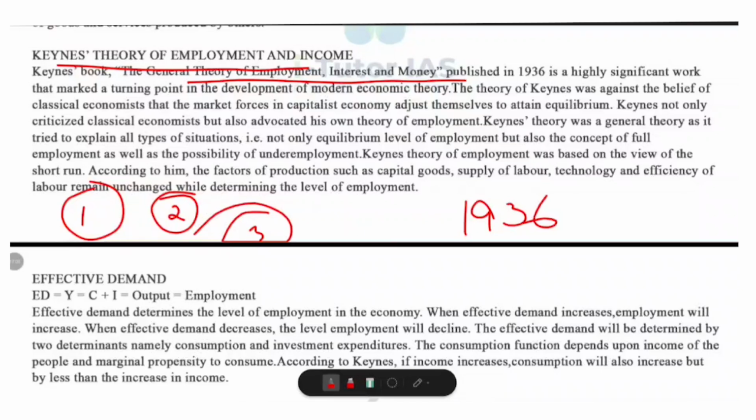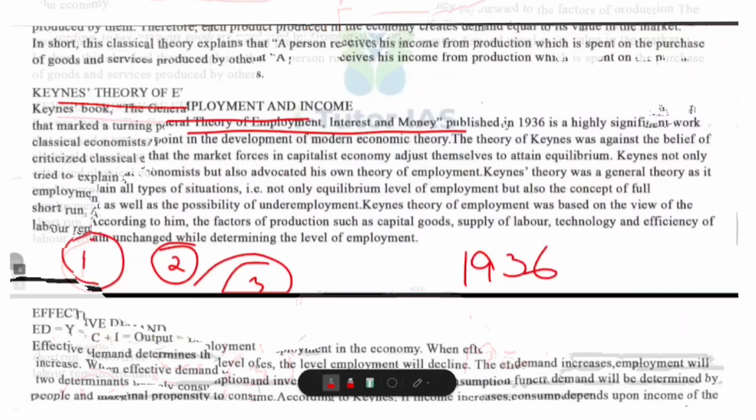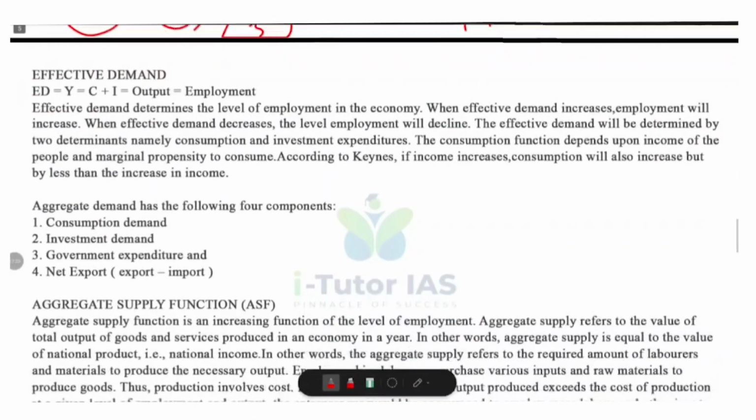So classical economists said, don't worry, the economy will fix itself. Keynes said, no, the economy may not always fix itself. People may remain unemployed and government intervention may be needed to create jobs. So that's about Say's law of market and Keynes' theory of employment and income.